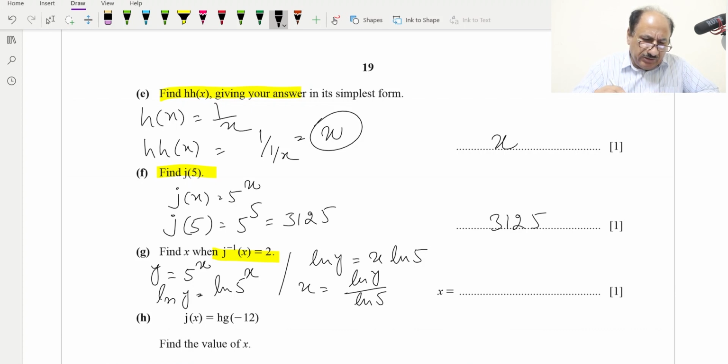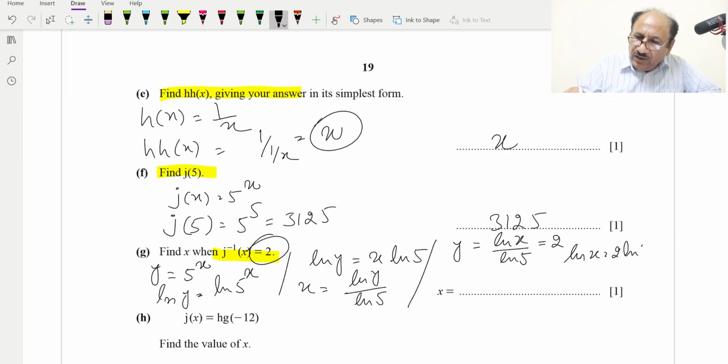They are saying that j inverse of x, this is basically x. Now we can swap x and y. Y is equal to log of x over log of 5, and they have given that this is equal to 2, so we can write this is equal to 2. And further we will have to just simplify. Log of x is equal to 2 log of 5, and now we can write this as log of 5 raised by 2, and we can remove log, so x is equal to 5 raised by 2, and 5 raised by 2 is 25, so our answer will be 25.